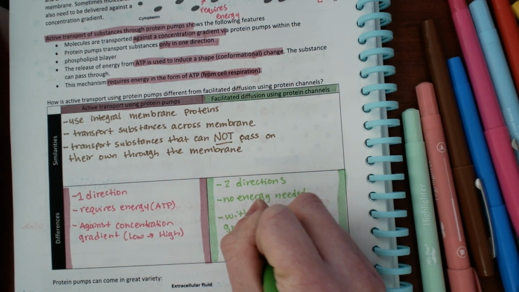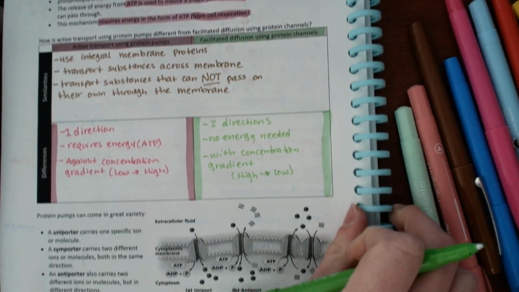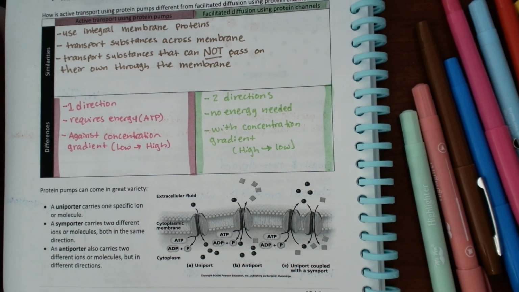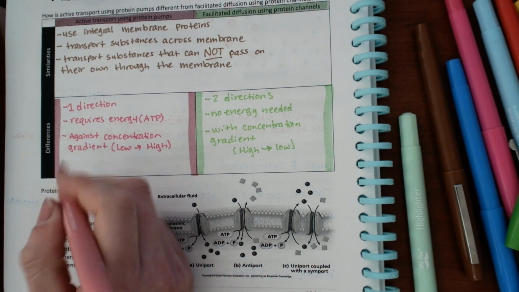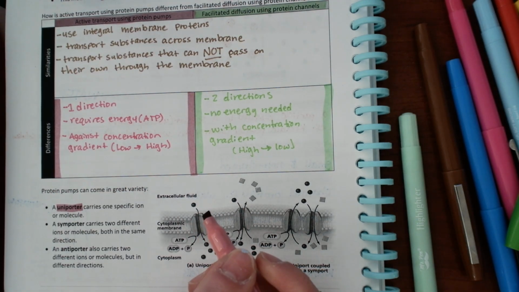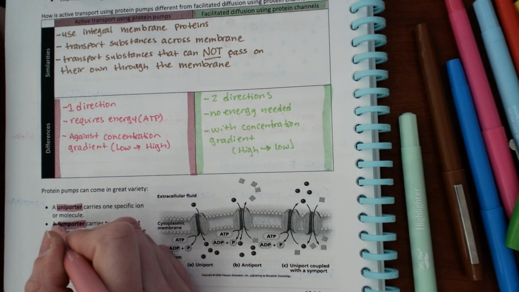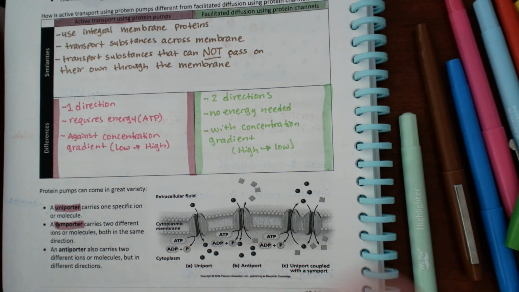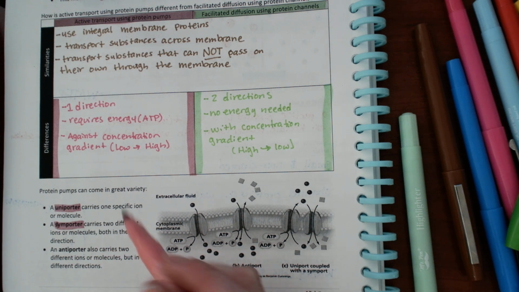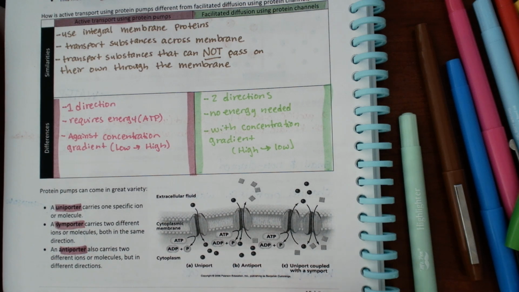Up from high to low. Bump it up. And then you have some different types of protein pumps. You have uniporters, which can move one specific ion or molecule, uni, one. You have a symporter that can move two different molecules, both in the same direction. I like to think like symbiosis, like they're going together. Then an antiporter, which carries two different ions or molecules, but in different directions. That's like your salty banana.